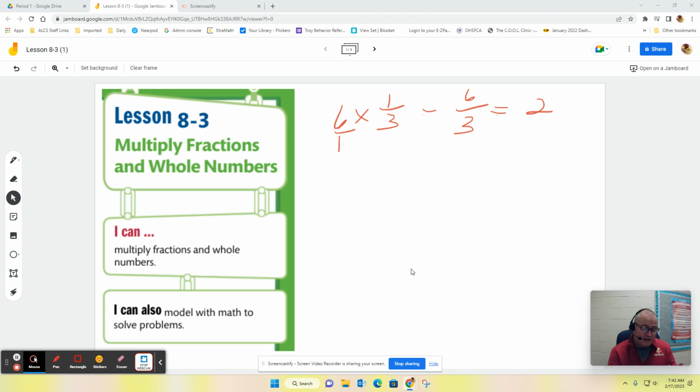And then on 8.2, we flipped it around. We did 1/3 times 6. It's the same exact process. So we just made 6 a whole number. We multiplied. I got 6/3, which we know is 2. Today, it's just going to bebop back and forth. So sometimes you're going to multiply a whole number times a fraction. Sometimes you're going to multiply a fraction times a whole number. Just another day of practice.